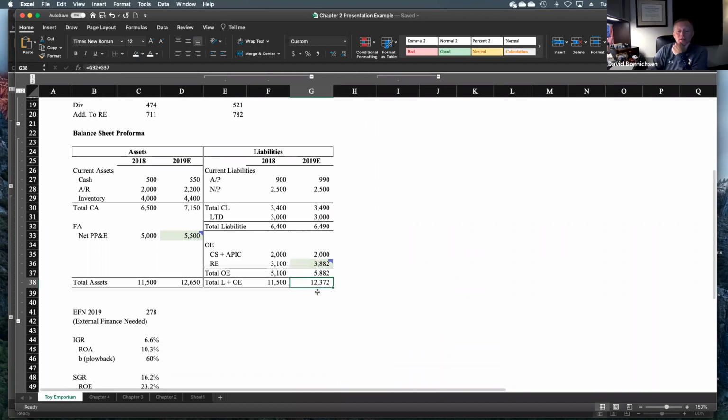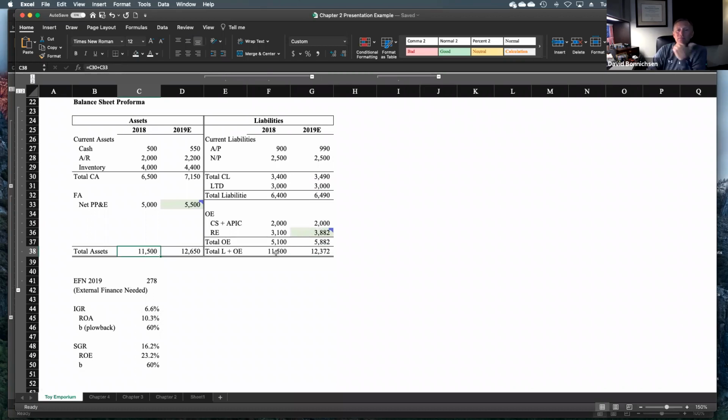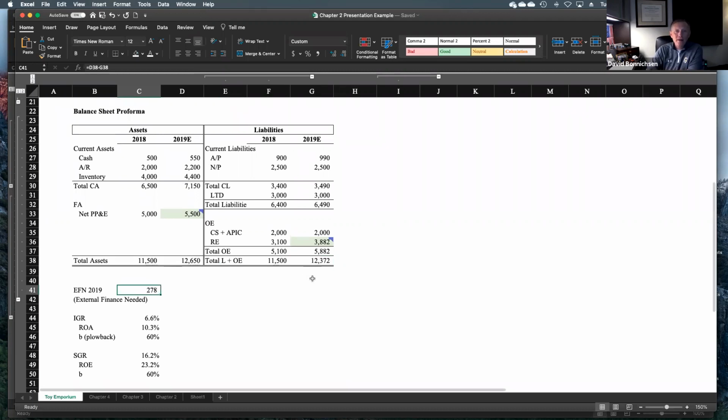And then we came out and we said, all right, 2018 naturally balances, but for 2019, our projection, we're not balanced, which is normal. So what's the difference? How much more financing do I need in order to force the balance? And that was the difference between our asset projection and our liabilities projection. We had to find external financing in the order of $278 in order to force the balance.